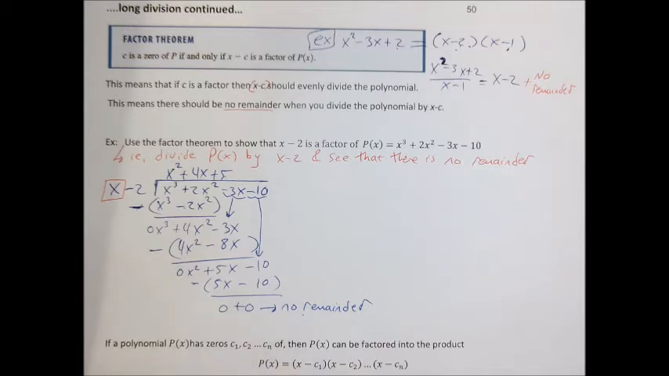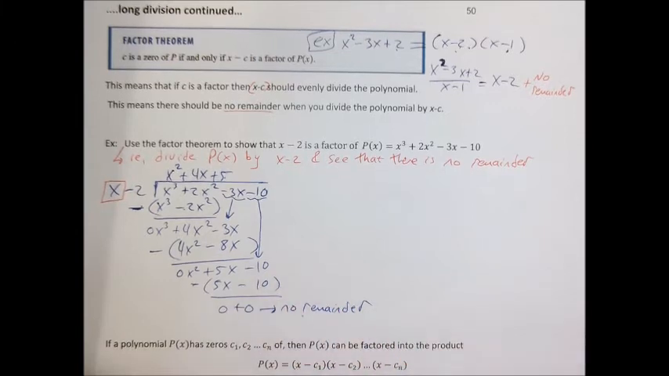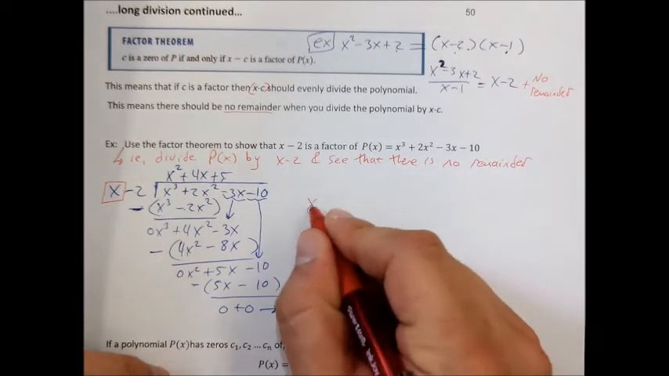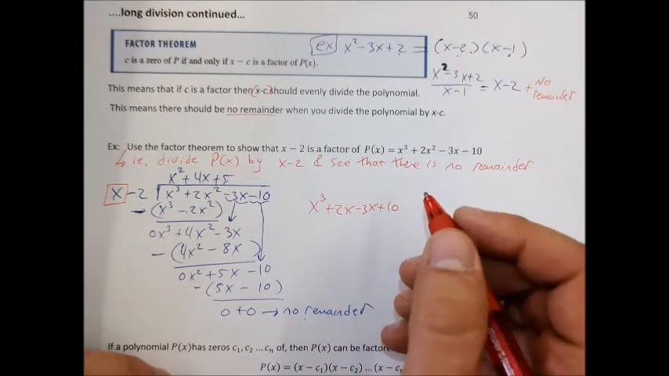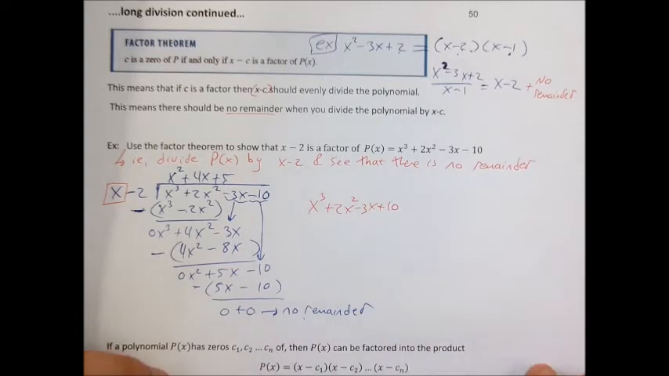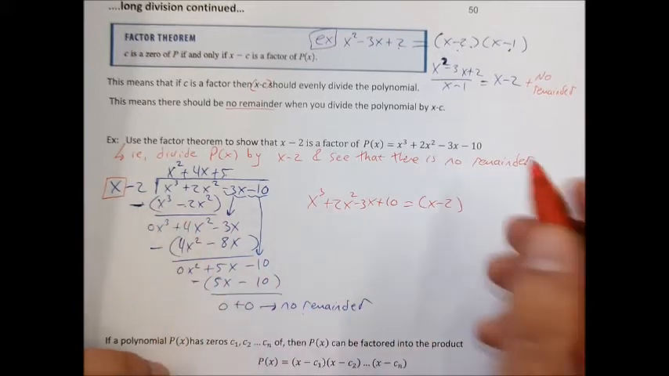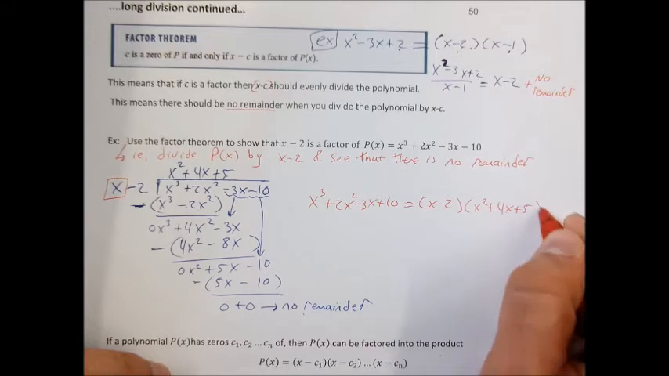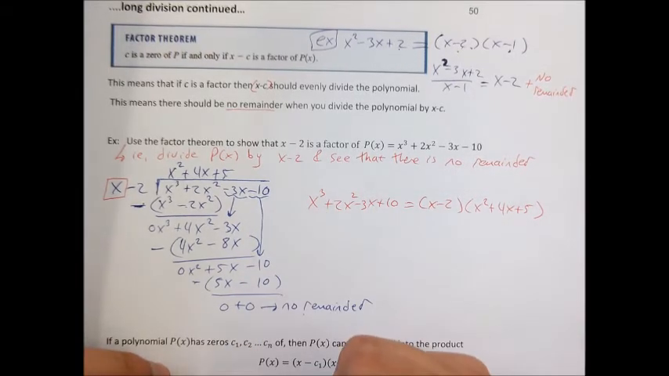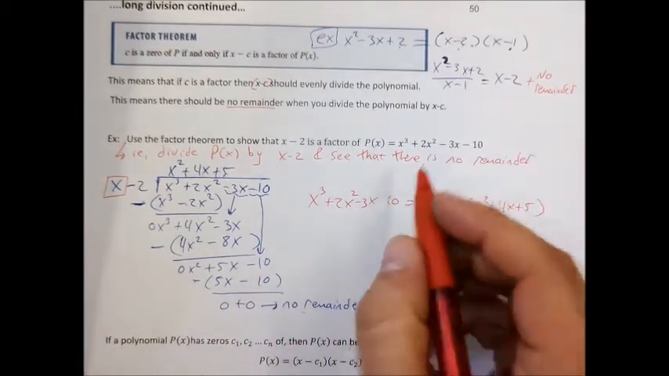Questions about that before I write down the final answer? Right, because this is like the work. This is good work, and this is most of the problem. But the real answer is that our polynomial x cubed plus 2x squared minus 3x minus 10 is equal to x minus 2, which is our divisor, times our quotient, x squared plus 4x plus 5. Whoops, yeah, I copied that down wrong. Thanks. Should be a minus down here.